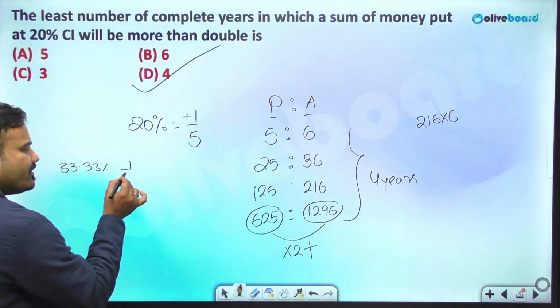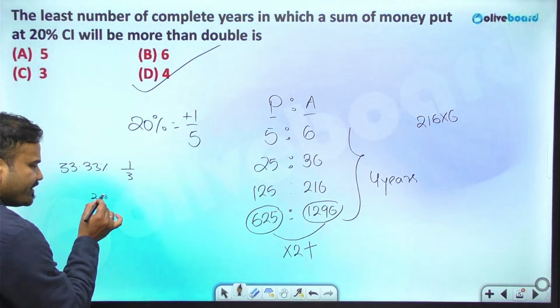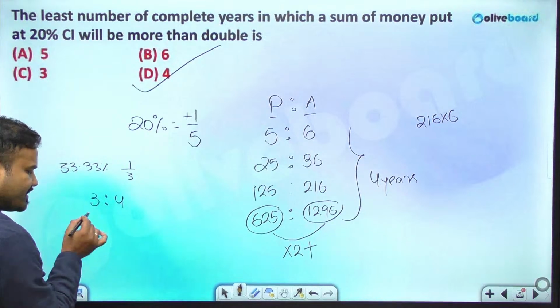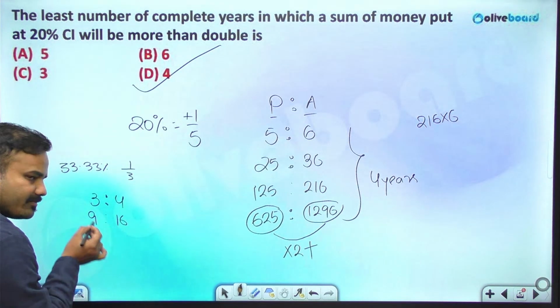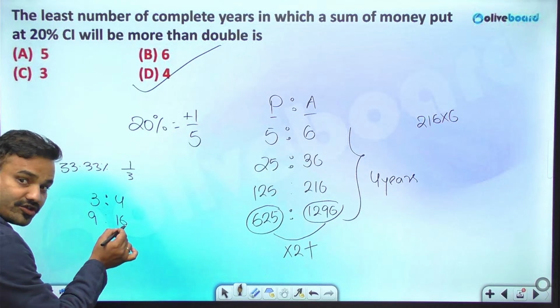The ratio will be 1/3. That means the 3 rupees becomes 4. In the next year it will be 9 and 16. In the next year the money has not become more than double of itself. 9 has not crossed 18.